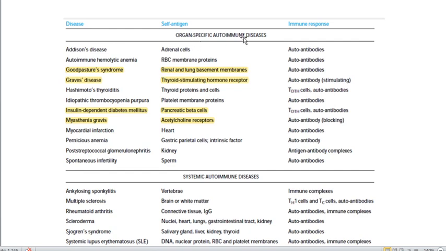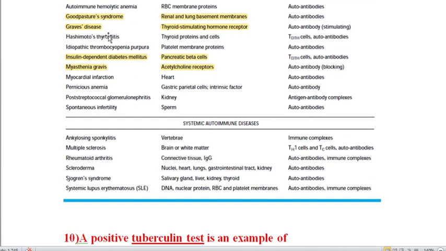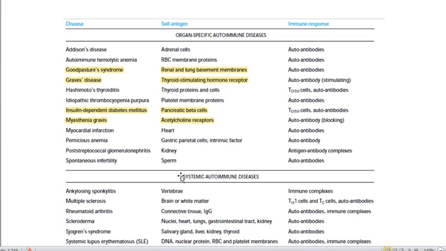So all autoimmune diseases are classified into organ specific and systemic. Examples of organ specific include Addison disease, autoimmune hemolytic anemia, Goodpasture syndrome, Graves disease, Hashimoto thyroiditis, idiopathic thrombocytopenia purpura, insulin dependent diabetes mellitus, myasthenia gravis, myocardial infarction, pernicious anemia, post-streptococcal glomerulonephritis, and spontaneous infertility. Those autoimmune diseases which are considered systemic include ankylosing spondylitis, multiple sclerosis, rheumatoid arthritis, scleroderma, Sjögren's syndrome, systemic lupus erythematosus. Okay, so again they will be asking this particular question also.